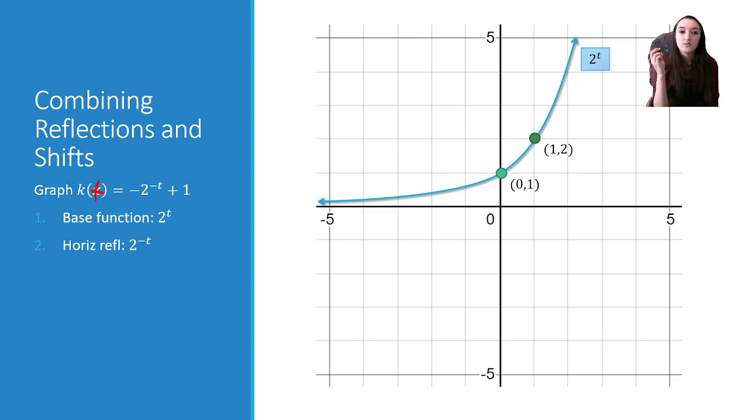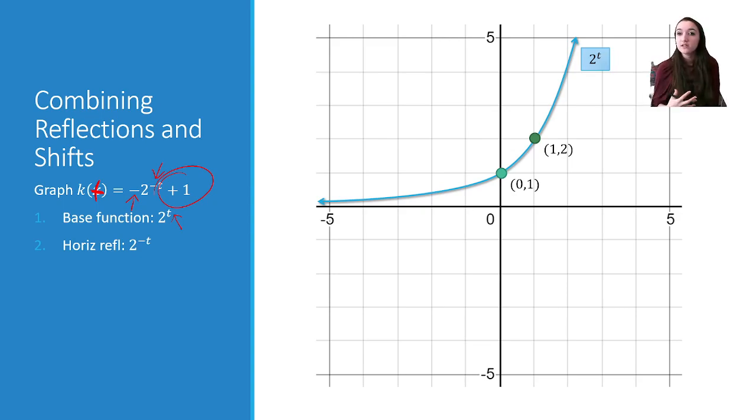So what we have changed from that base function of 2 to the power of t is we've put a negative in front of the t and a negative in front of the 2, and then we've added 1 outside. So where the t was, if we're up in that little box up here, what changed was that a negative was applied to it. So that means we have a horizontal reflection, that 2 to the negative t. So we can apply that horizontal reflection.